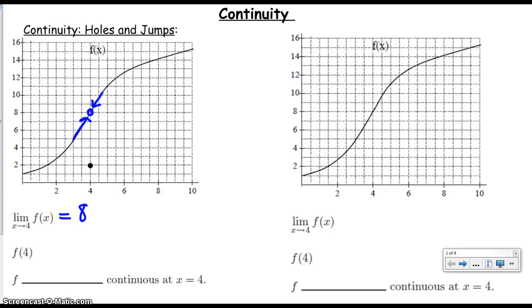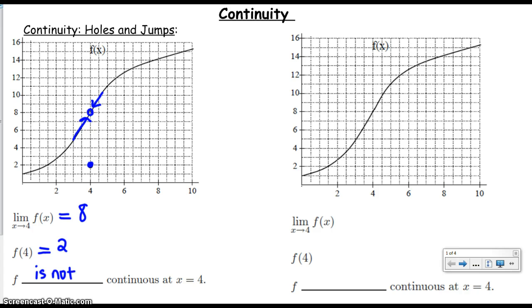The function value, however, is going to be the closed point. So to get the function value, you're going to look at this closed point right here at (4, 2). So the function value is 2. And so the idea is, if the limit and the function value do not match, that means the function is not continuous.